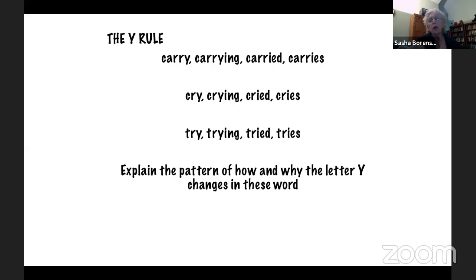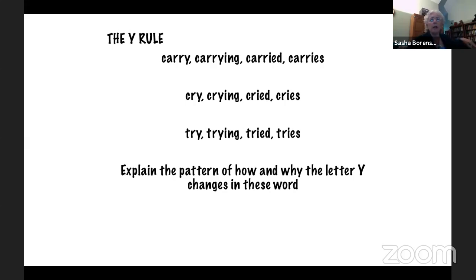In this rule, when we have a base word where there's a Y with a consonant before it, and we're adding a suffix, we change the Y to an I, except if the suffix begins with an I, because we can't have two I's in a row. Okay. Got it.